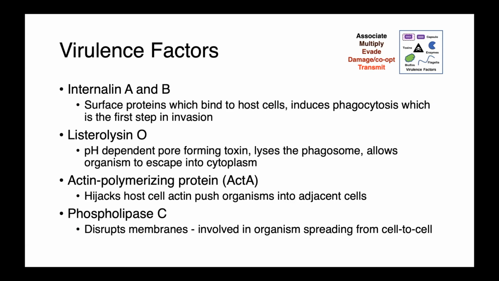Next, the organism produces ActA, or actin polymerizing protein, which it uses to hijack host cell actin, so these filaments within the cell, to push organisms towards adjacent cells. And then phospholipase C disrupts the cell's membrane and allows it to spread from cell to cell without ever really leaving that intracellular space, and therefore not allowing the bacteria to be exposed to the immune system.